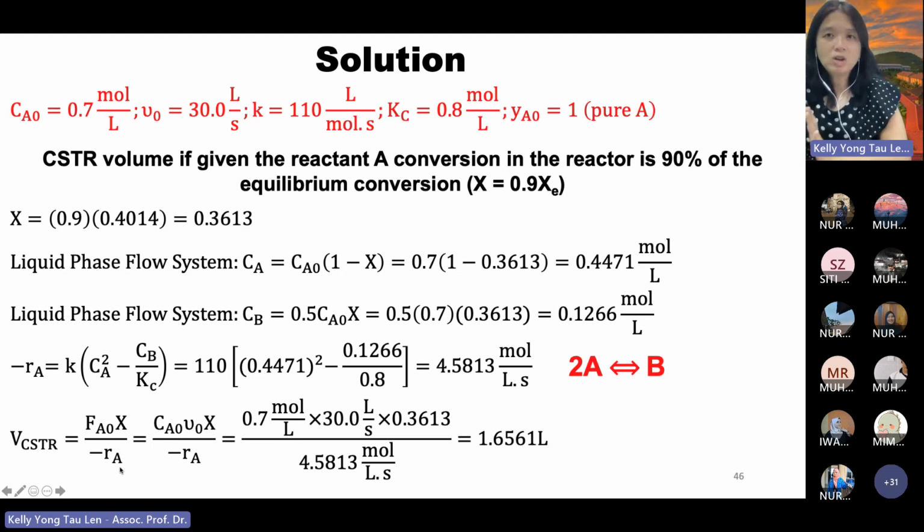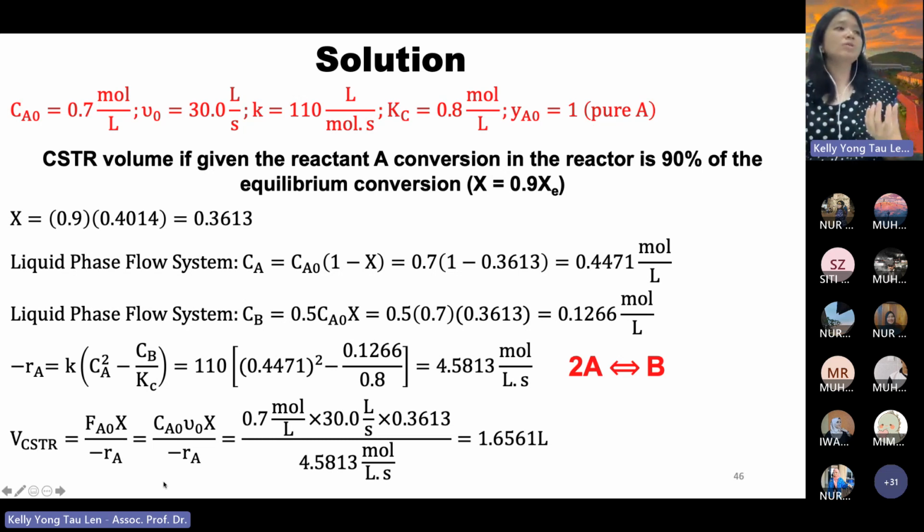We do not know FA naught, but we know CA naught and epsilon naught. So I can replace it in the form of CA naught multiplied with epsilon naught X per minus RA. Okay, so this part, you have a few options. You can actually substitute directly into the long rate law equation for minus RA, but it becomes a bit complicated.